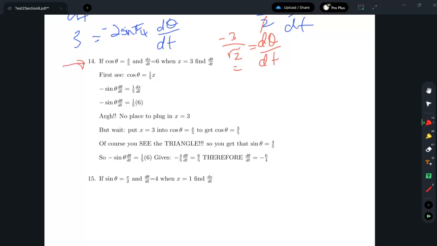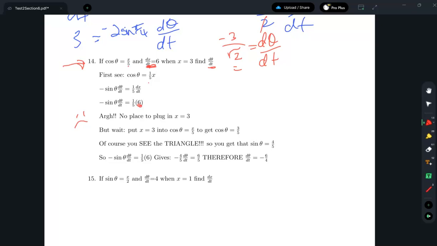More implicit differentiation, taking the derivative with respect to t, and you know that because of the dt's. So I'm going to first rewrite this as just 1/5 times x, so you're not tempted to do quotient rule or anything. So the derivative of cosine is negative sine, and then times d theta over dt, carry the 1/5, the derivative of x is dx over dt. Now I'm going to plug the information in, so I know that that's 6, and then oh no, there's no place to plug in x equals 3 over here, is there?